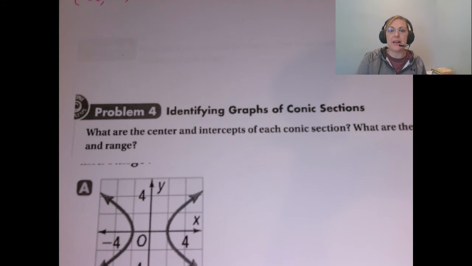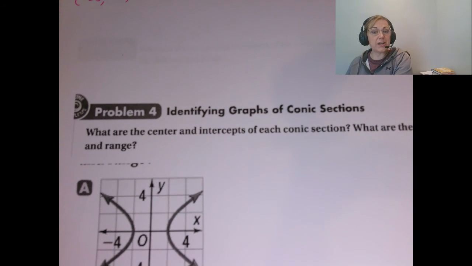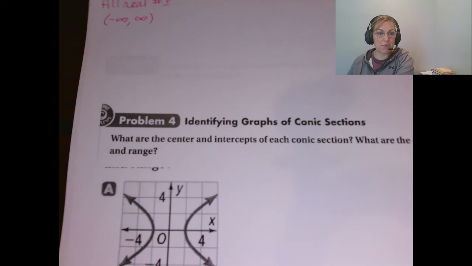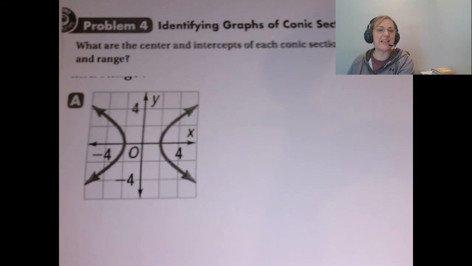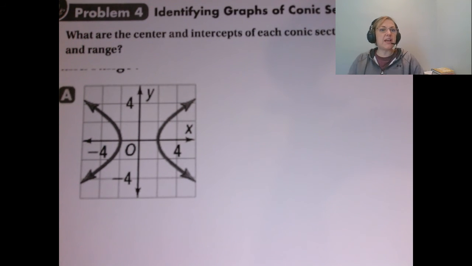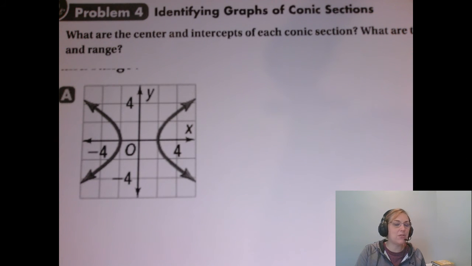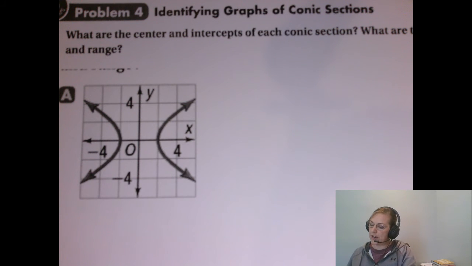Look at the bottom. So let's see, and I do see your question about the difference between the hyperbola and the parabola. I will be glad to answer that in just a second. So this one says, what are the center and intercepts of this conic section? And then what are the domain and the range?